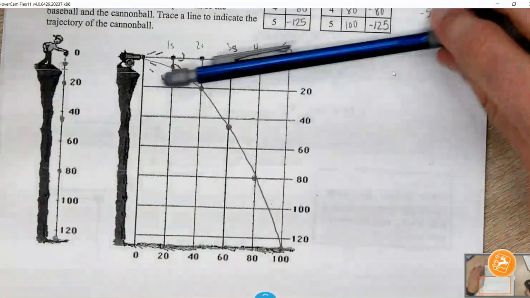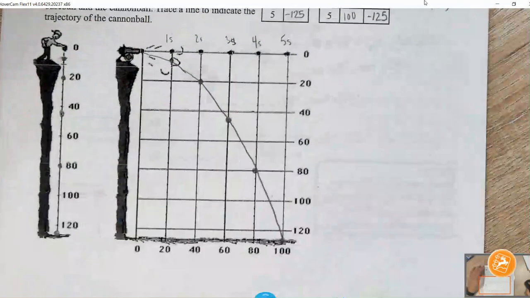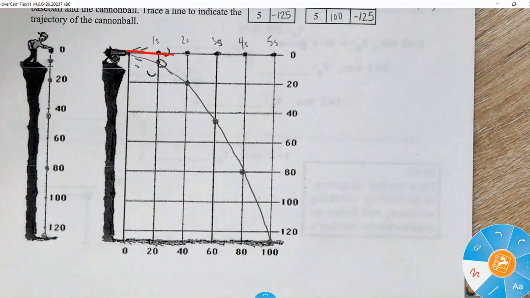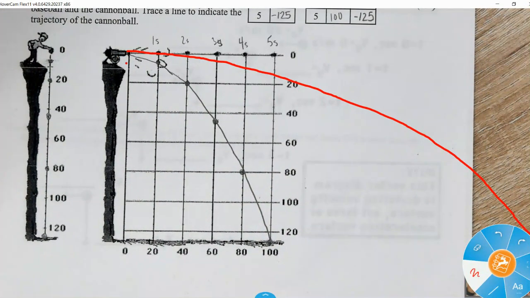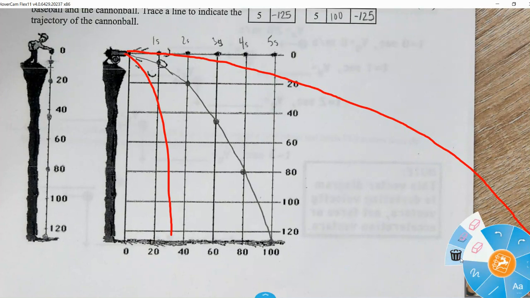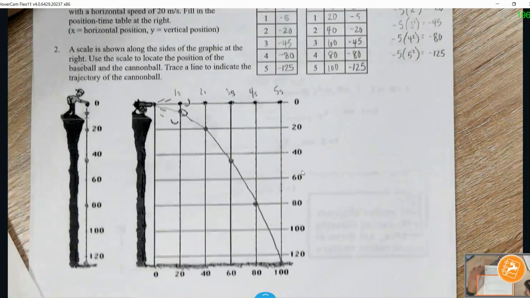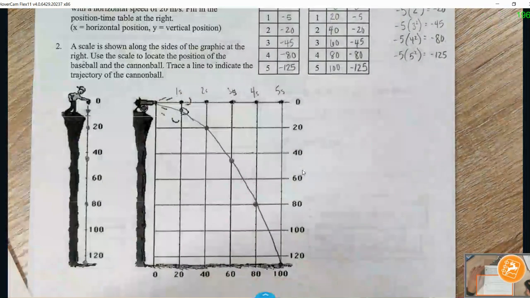Now the faster the thing is launched, the more the curve would look like something like that if it's launched really, really fast. If it's not launched very fast at all, it'll probably plop down real short. But this is what for the most part our path would wind up looking like.